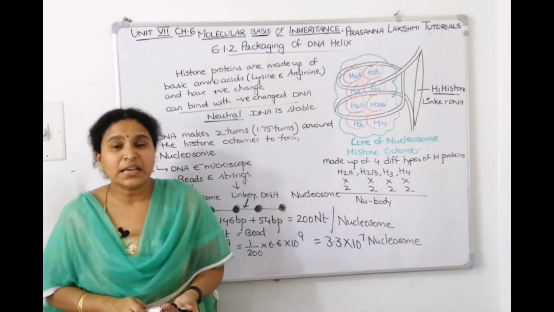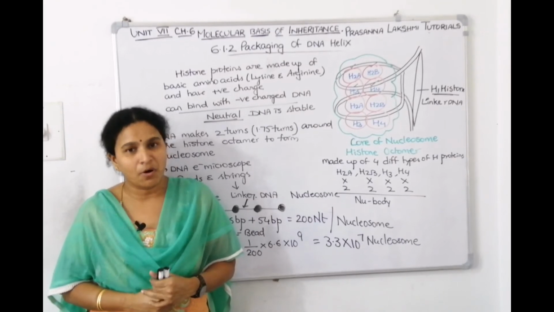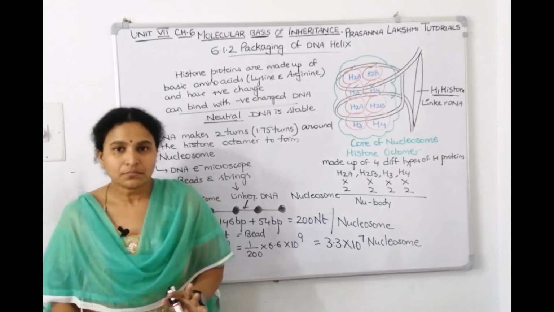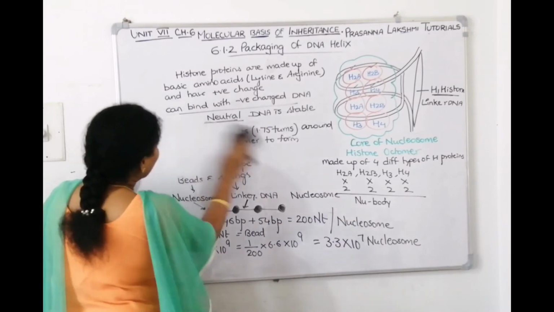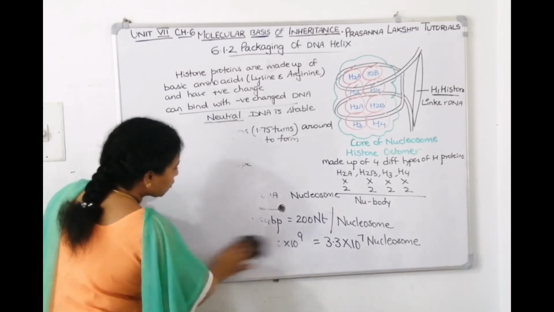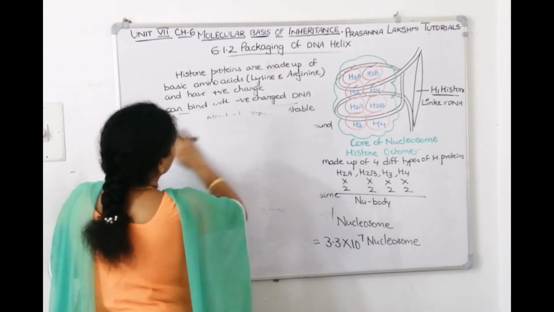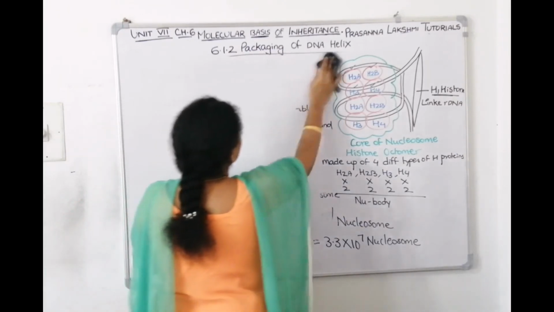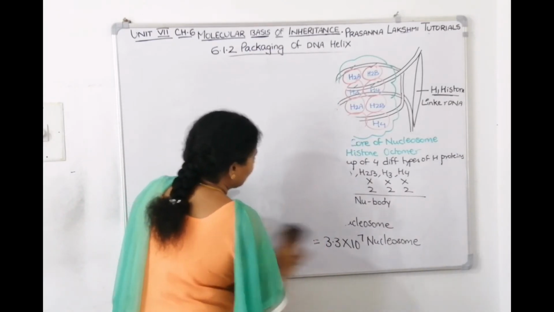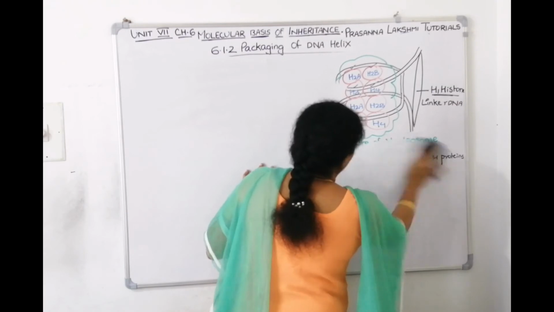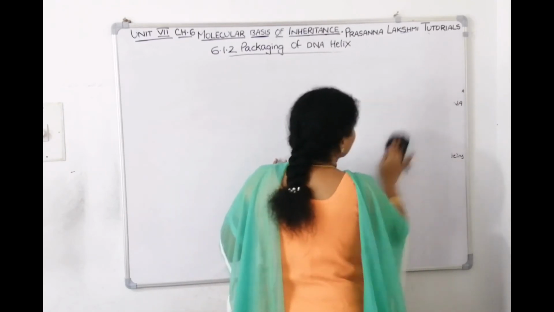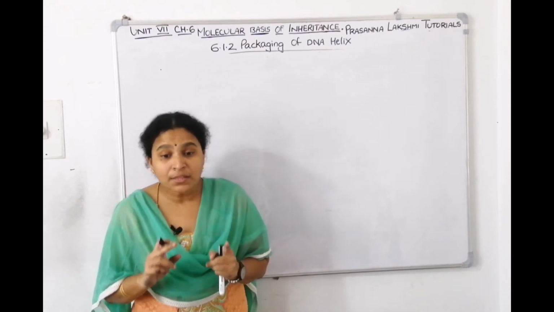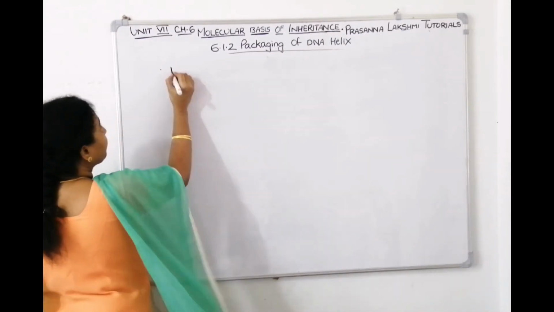So, this is about the nucleosome model. Then if we see the packaging, one more small concept is there. In eukaryotes, when we have to pack it in the nucleus, it requires beads on the string.